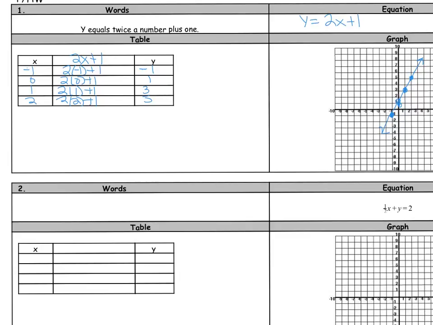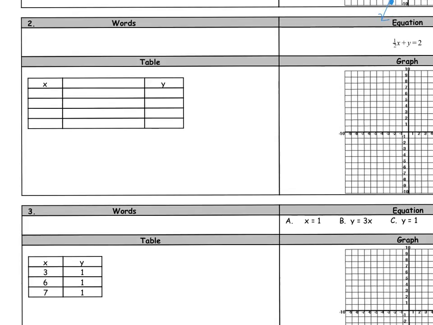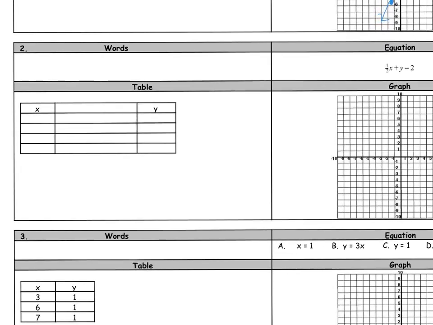Okay, for the next one, we're already given the equation. So we can either decide to write the words, do the input-output table, and then the graph, or we can do the table and graph and then go back and write the words. It's whatever we choose for that. So I'll go ahead and do like we did before. I'll go ahead and do the words. So it's going to be half of x plus y is 2, which is also my rule.